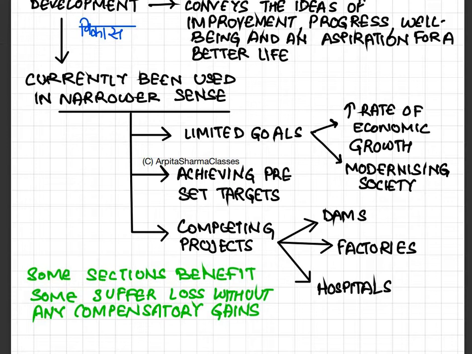Why? Because we measure currently development from the parameter of increased rate of economic growth, or how modernized our society is, or if we have set some targets, if we are able to achieve those targets, we say that we are a developed nation. ठीक है, so that is wrong. This is a very narrower definition of development. When you measure development on the basis of economic growth or modernization of society or achieving targets or completing projects, that does not say that everybody is equally being treated in the nation or everybody is reaping the equal benefits of development.